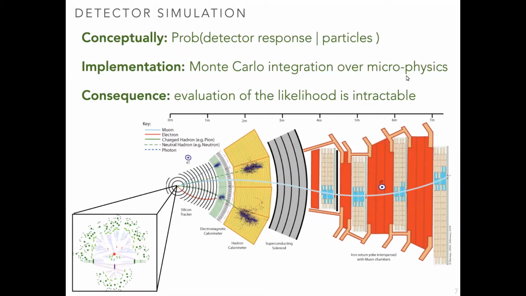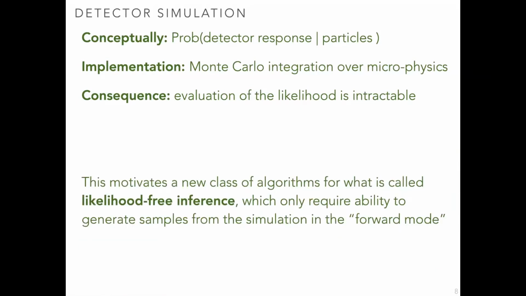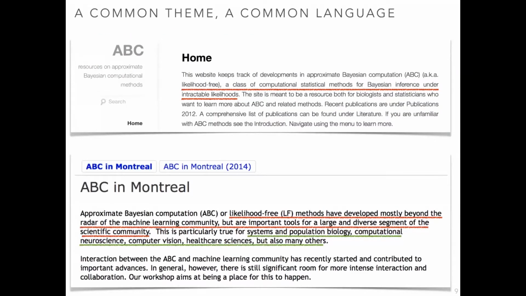The consequence, though, is that the evaluation of the likelihood for the final observation is something that's totally intractable. If you wanted to know the probability of getting a certain energy deposit in a part of the detector, I would need to integrate over all the possible histories that could do that, and that's just not tractable. And so this motivates a new class of algorithms for what's commonly referred to as likelihood-free inference. I've started to call it simulation-based inference. I think it's a little bit more descriptive, but which only requires the ability to generate samples from the simulation in the forward mode. So this is a common theme in many domains.